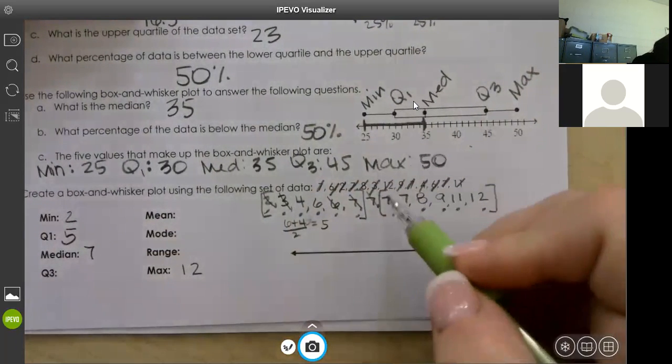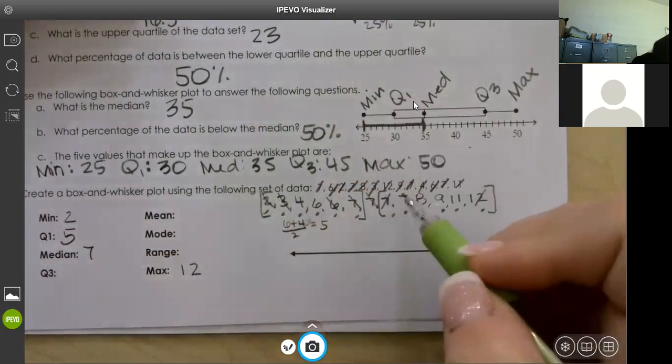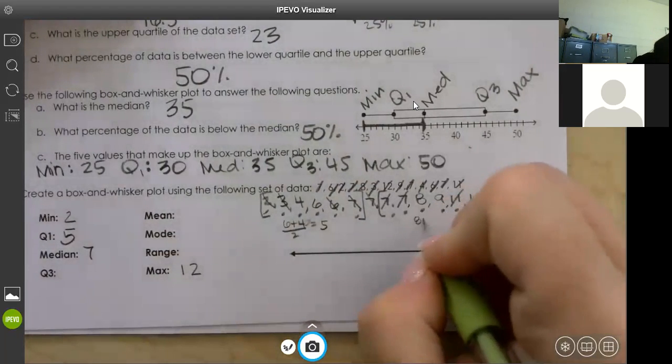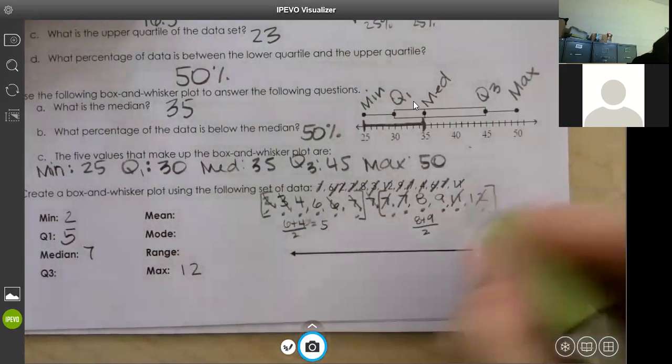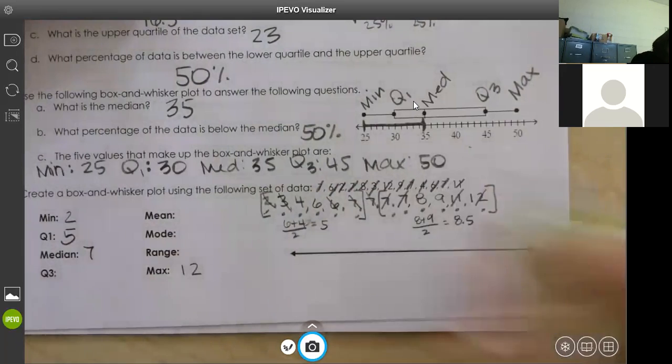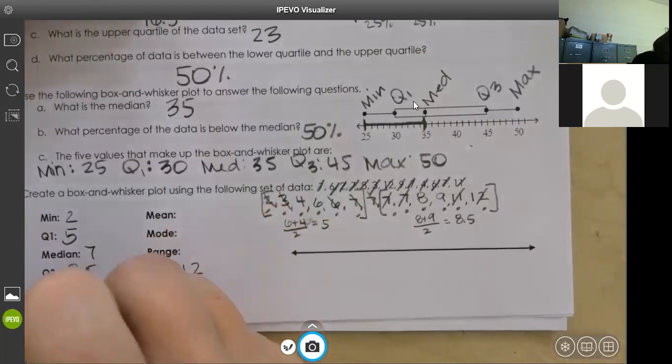Do the same thing on the other side. We mark out 7 and 12, 7 and 11, and we have 8 and 9 left. So we add those together and divide by 2. 17 divided by 2 is 8.5. That's your Q3.